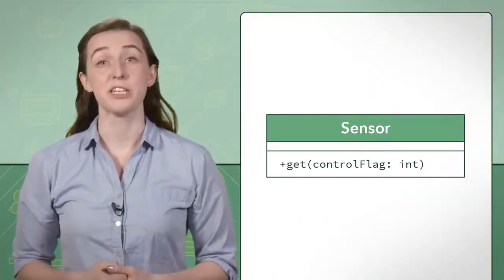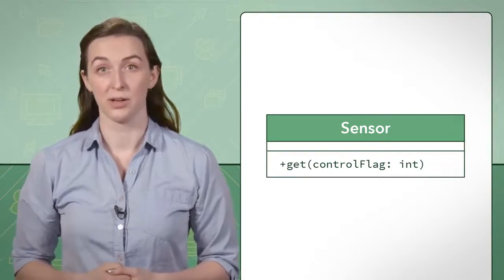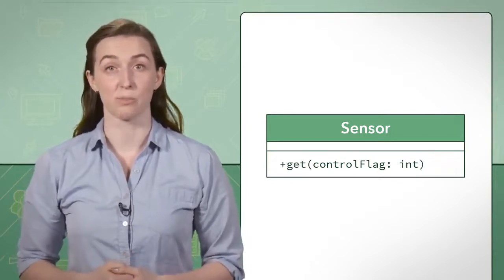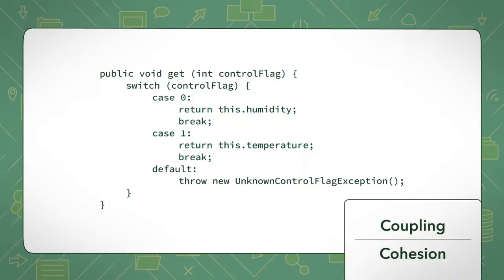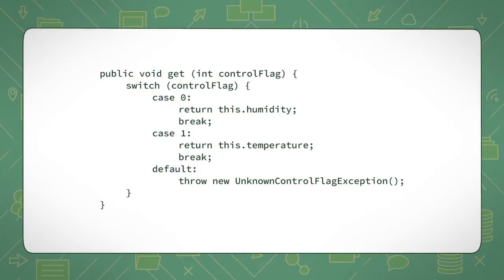Let's now look at a more detailed example of coupling and cohesion. Suppose we have a class called sensor that has two purposes, getting humidity and getting temperature sensor readings. Here we have a get method that takes a 0 flag if you want it to return the humidity value, and takes a 1 flag if you want it to return the temperature value. Now let's evaluate this sensor class based on coupling and cohesion metrics. Since this sensor class doesn't have a clear single purpose, it suffers from low cohesion.